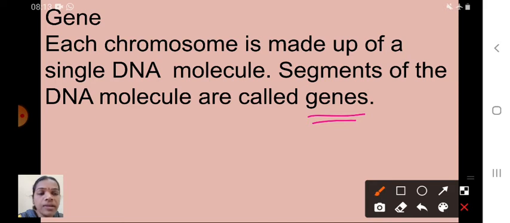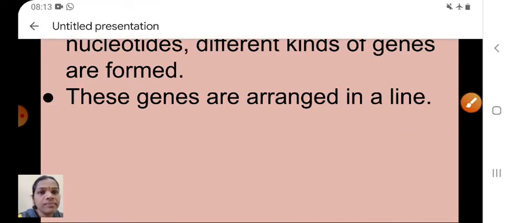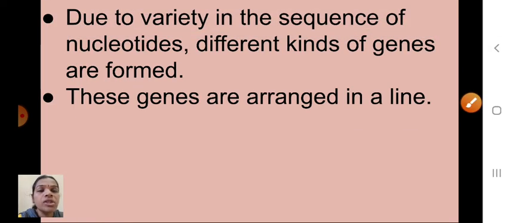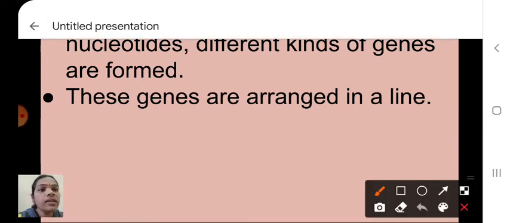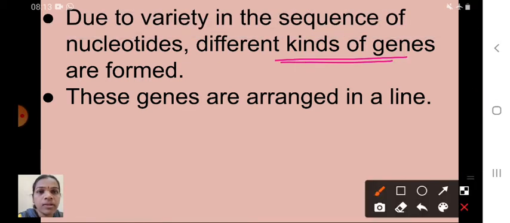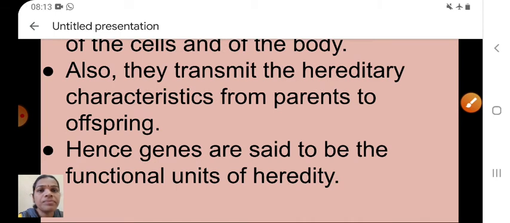Segments of the DNA molecule are called genes. Next one is, due to variety in the sequence of nucleotides, different kinds of genes are formed. So the unit of DNA is what? Yes, nucleotide. Due to variety in the sequence of nucleotides, different kinds of genes are formed. These genes are arranged in a line.